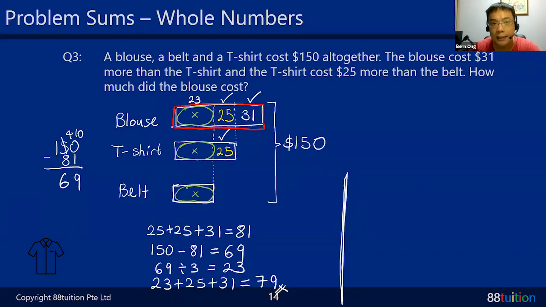So what do you do? The $150 represents the white color, the blouse, the t-shirt, and the belt. Is that true?